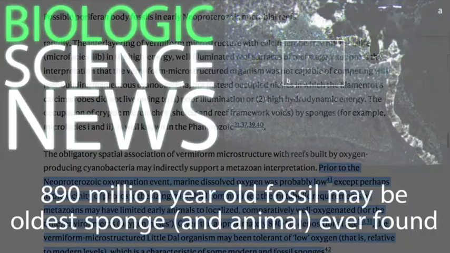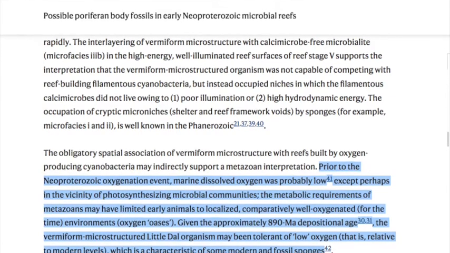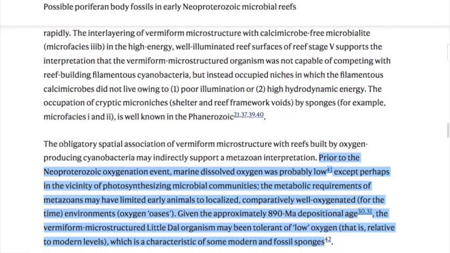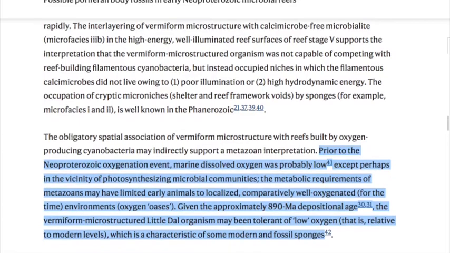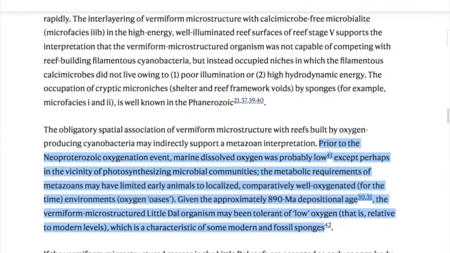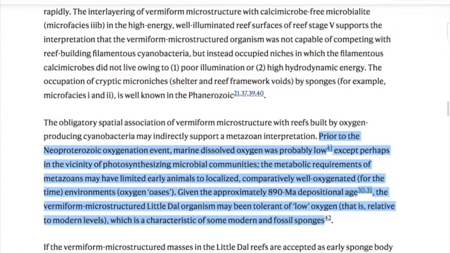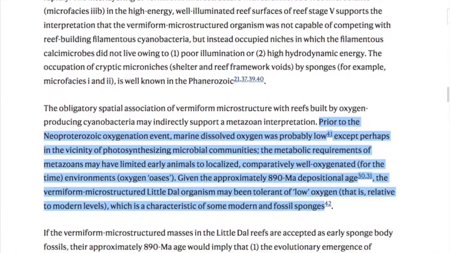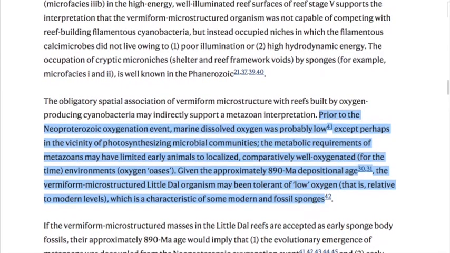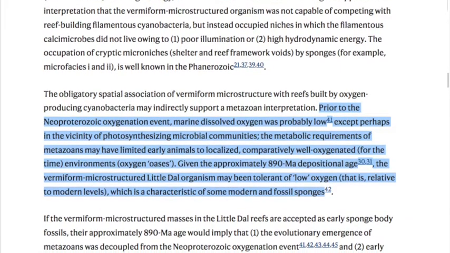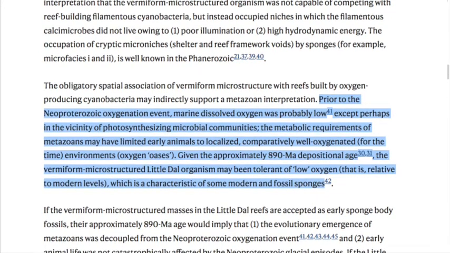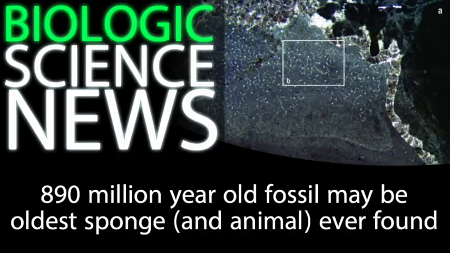Dr. Turner suggests that, quote, prior to the Neoproterozoic oxygenation event, marine dissolved oxygen was probably low, except perhaps in the vicinity of photosynthesizing microbial communities. The metabolic requirements of metazoans may have limited early animals to localized, comparatively well oxygenated, for the time, environments like oxygen oases. Given the approximately 890 million year old depositional age, the vermiform microstructured little dowel organism may have been tolerant of low oxygen, that is, relative to modern levels, which is a characteristic of some modern and fossil sponges, unquote.